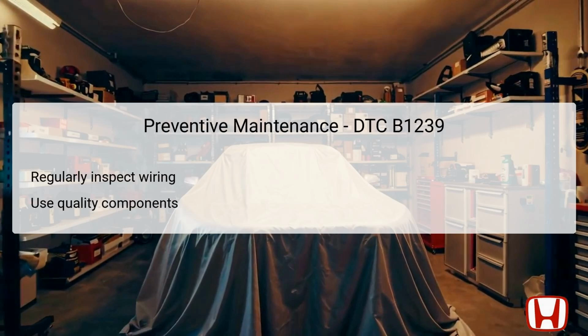To prevent the recurrence of issues associated with DTC B1239, performing regular inspections of the vehicle's wiring, particularly around the mode control motor, is advisable. Protective measures, such as checking for signs of wear, corrosion, or loose connections, can contribute significantly to system longevity. Additionally, utilizing quality components during repairs or replacements can have a notable impact. OEM parts ensure compatibility and reliability.